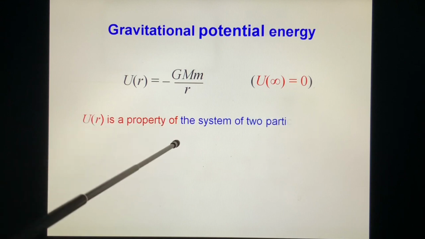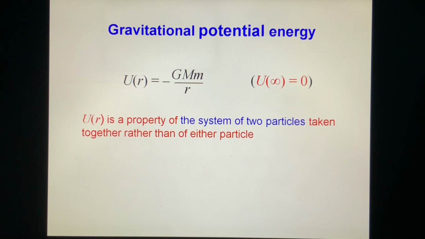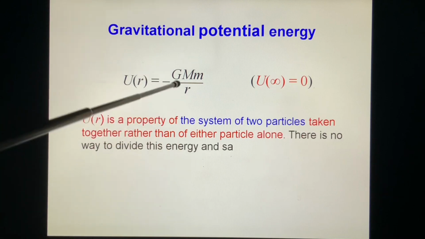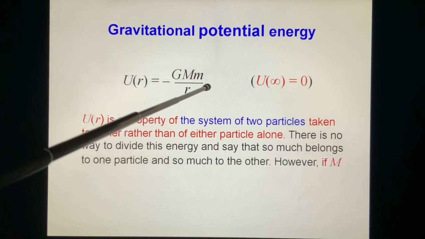U(R), strictly speaking, belongs to the Earth and the particle, okay? But in our case, the Earth's mass is so huge, so in this case, we can say this is the particle's potential energy.